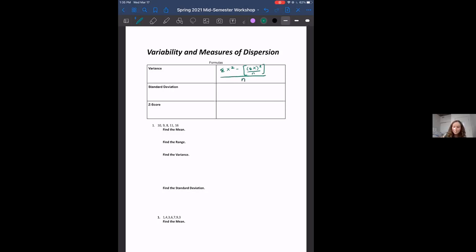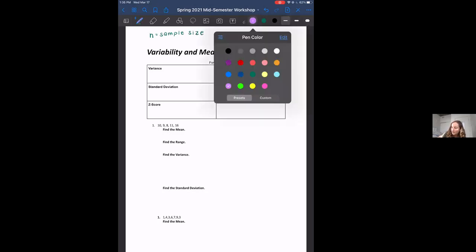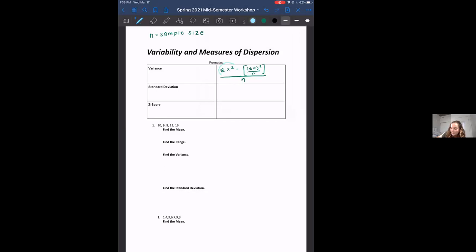So can anyone tell me what n stands for? The number of values that you have. Yes, good, thank you. So that's the sample size. So n is equal to the sample size. Good, thank you. And then does anyone know what the difference between this and this is?